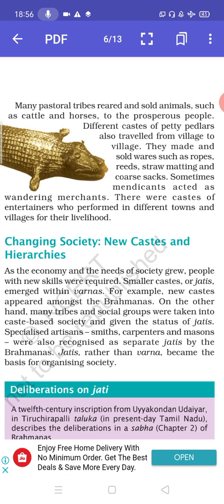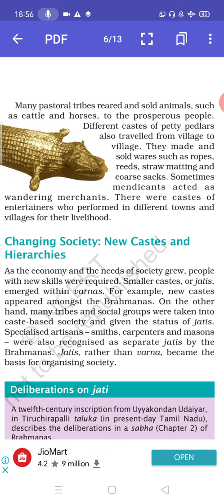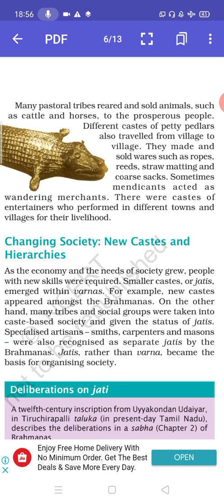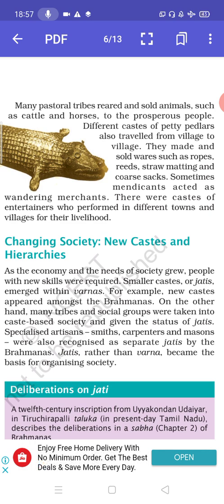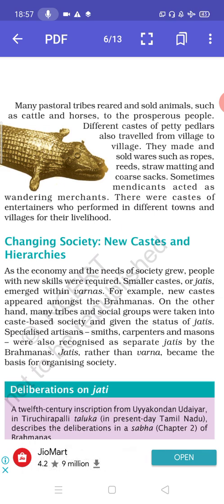For example, new caste appeared amongst the Brahmin. On the other hand, many tribes and social groups were taken into caste based society and given the status of jatis. Specialized artisans, smiths, carpenters, and masons were also recognized as separate jatis by the Brahmins. Jatis rather than varna became the basis for organizing society. So, as the economy was required, the society grew with the people who have different skills. Here you can see that importance was given to jatis.